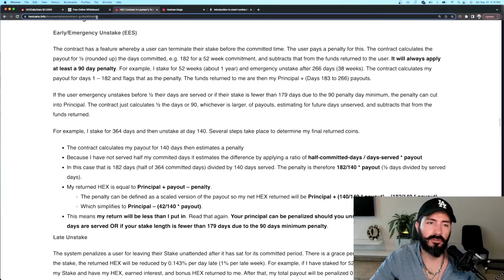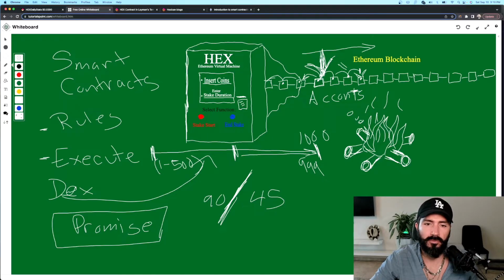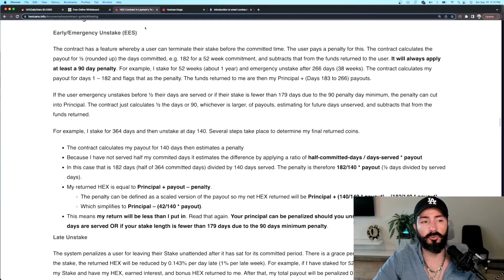Essentially, when you walk up to this HEX virtual vending machine, you're kind of making a promise, I guess, to the code, but the code doesn't really care. It's not alive. So you're really just making a promise to yourself, and the code just holds you up to that promise. And it holds you up to that promise based on the rules of the game that you're agreeing to by making the promise in the first place. So these are the rules of the game.